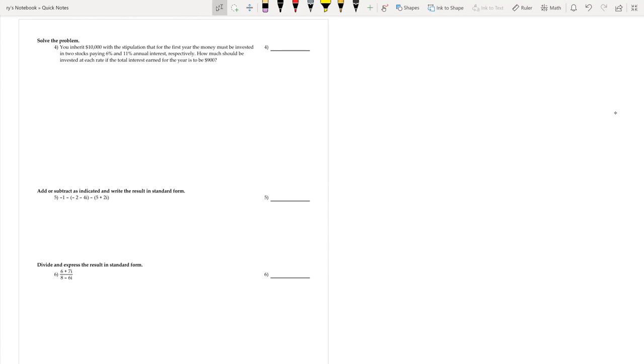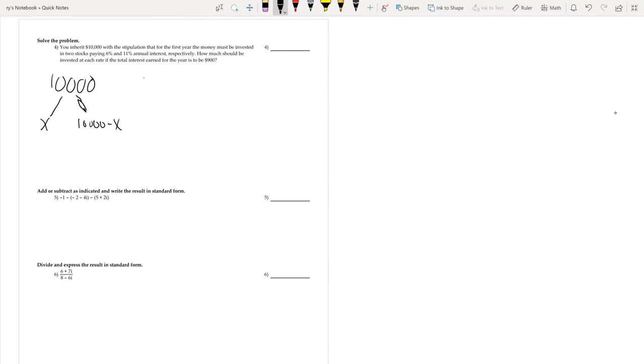So these questions are always going to be the same. You'll set them up the same way. So if I have $10,000, if I'm splitting them up into 2 different stocks, in one stock, I'm putting x amount of dollars. So that leaves for my second stock, 10,000 minus x dollars.